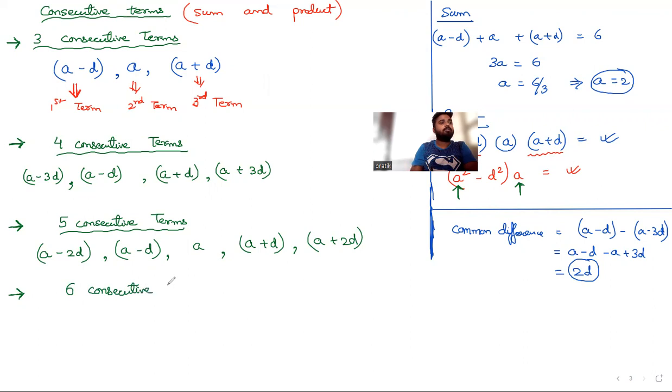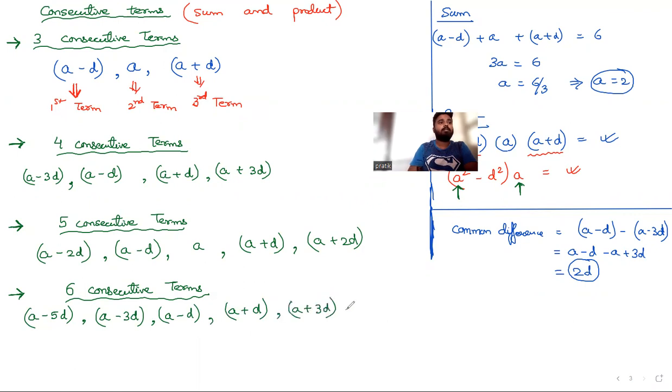Consecutive terms. So 6 consecutive terms. So that is nothing but just go to the 4 consecutive terms, subtract 2 more. So that will be A minus 5D, A minus 3D, A minus D. Then A is not there, A plus D, A plus 3D, and then you have A plus 5D. Understood? So this is basically what you do in consecutive terms. So that's very necessary.